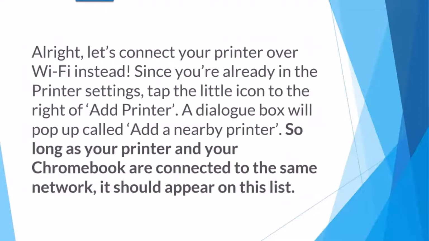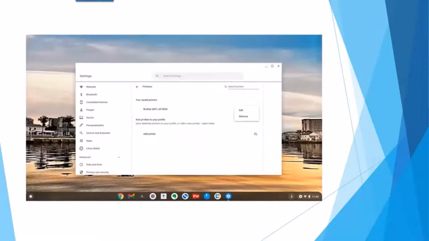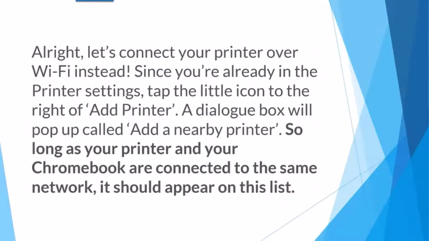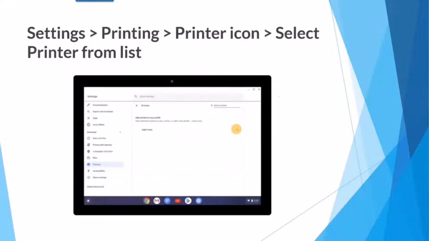All right, so let's connect your printer over the Wi-Fi instead. Since you're already in the printer settings, tap the little icon to the right of Add Printer. And let's go back there. Notice at the bottom it says Add Printer. A dialog box will pop up called Add Nearby Printer. So long as your printer and your Chromebook are connected to the same network, it should appear on this list.